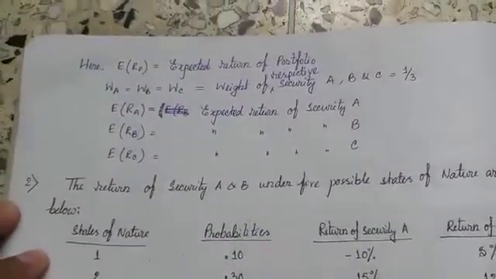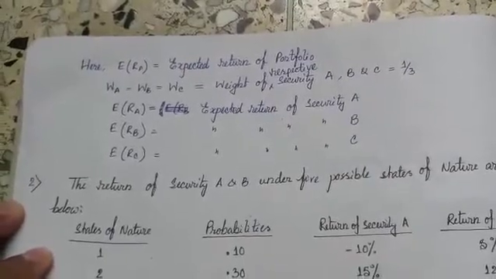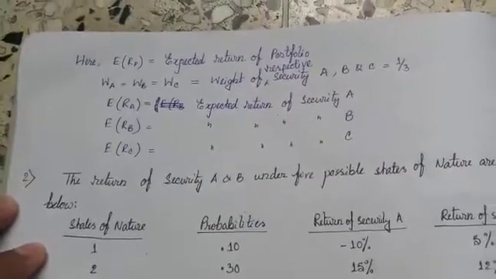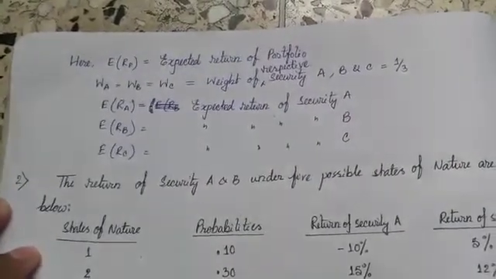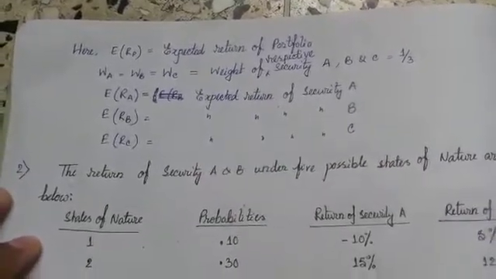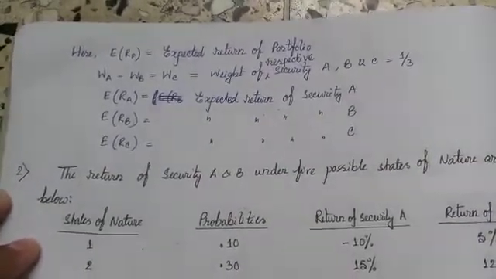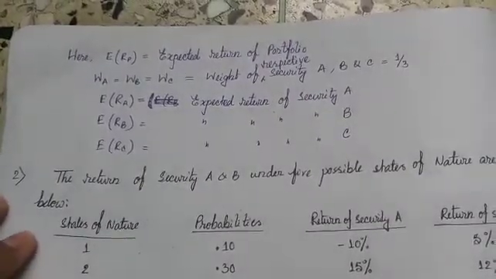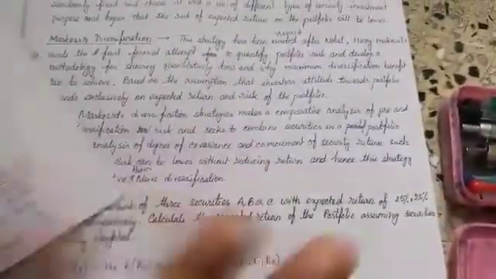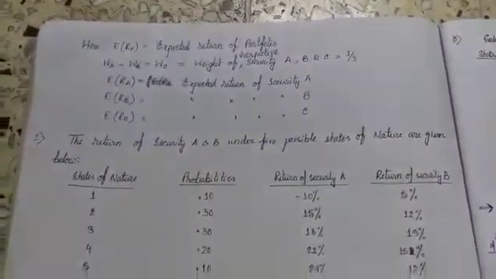Now here ERP is the expected return of the portfolio. WA, WB, WC are the weights associated with security A, security B and security C, and since they are holding in equal proportion, the weight associated with each security is 1/3. Now ERA is the expected return of security A, which is given as 25%. ERB is the expected return of security B, which is given as 22%, and ERC is the expected return of security C, which is given as 20%.